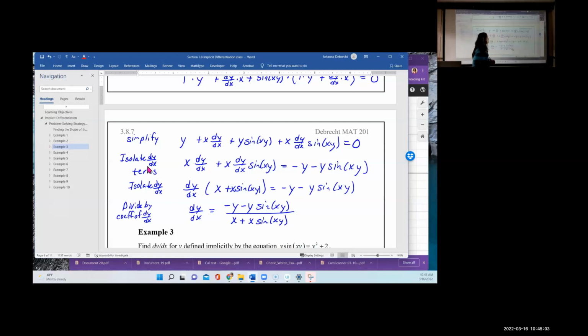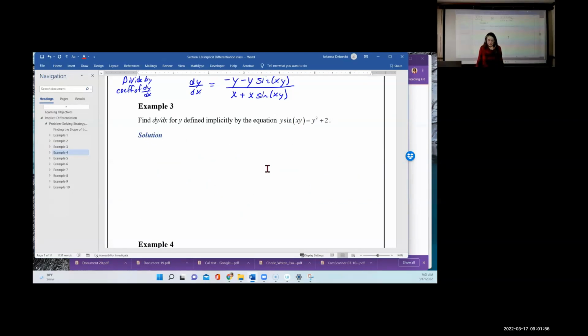Nothing will reduce. Don't even be tempted to cancel those sine of xy's, because they're both inside of terms being added or subtracted to something else. So it's hands off. Either the whole thing goes or none of it goes. All right, so it is a more complicated process, and it does lead to an implied formula with both x and y. So next we're going to look at example 3.